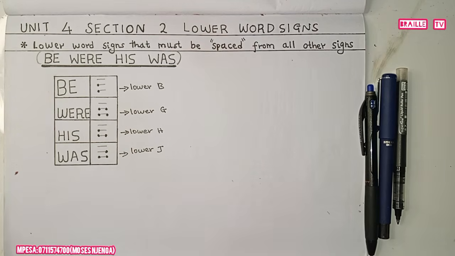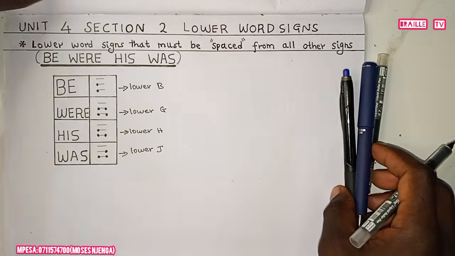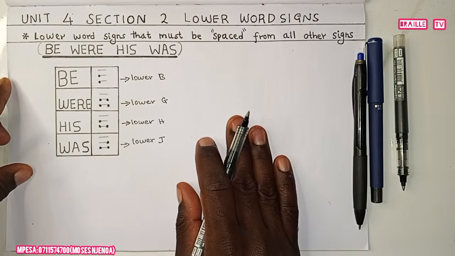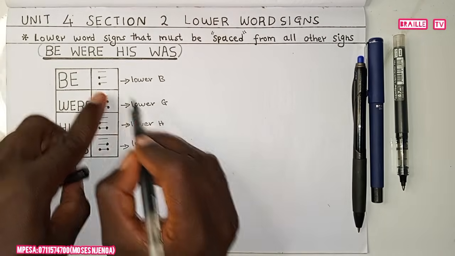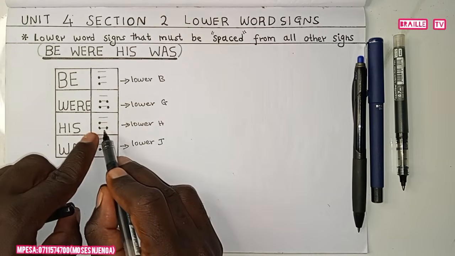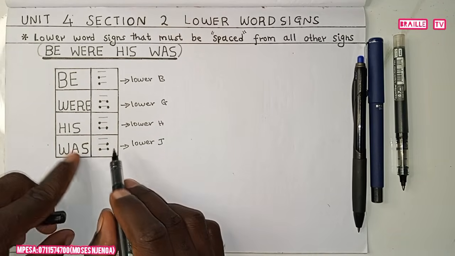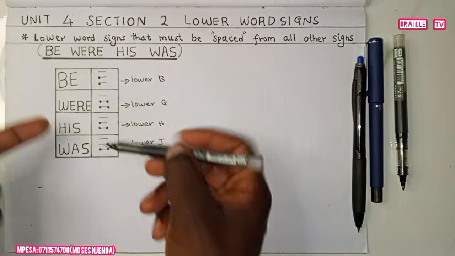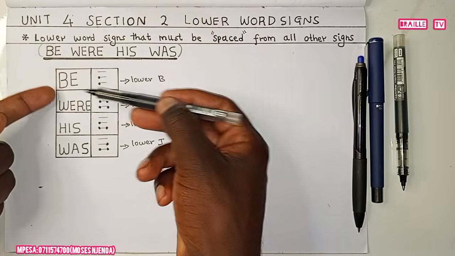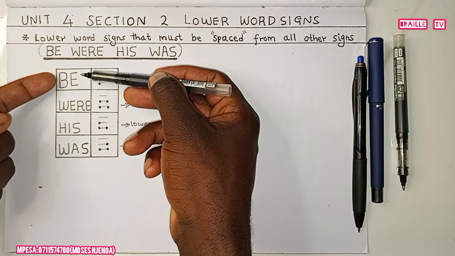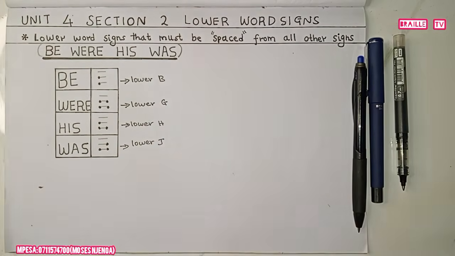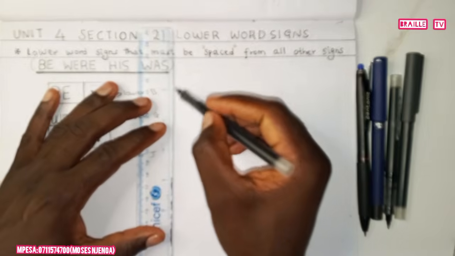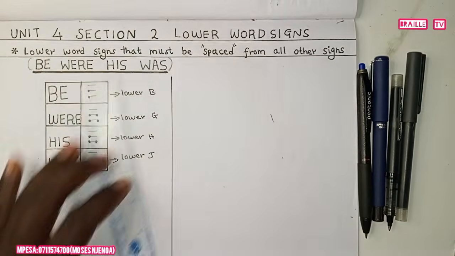Now, where is my ruler? This means, this is lower b, it's here. This is lower g, it's here. This is lower h, it's here. And this is lower j, it's here. So these are the signs that represent these word signs. Let me first draw this line, very fast, very important.